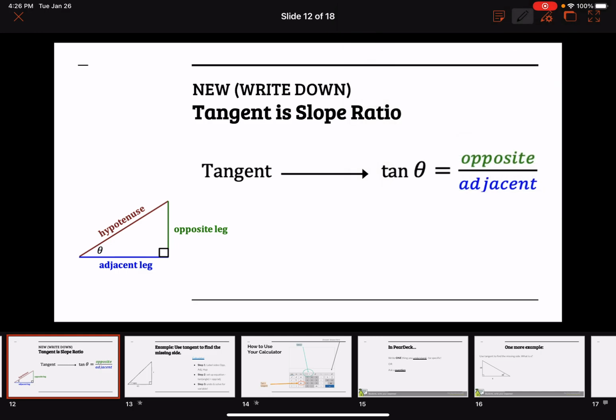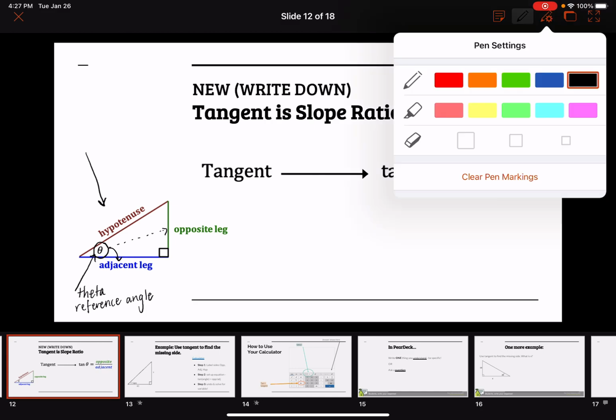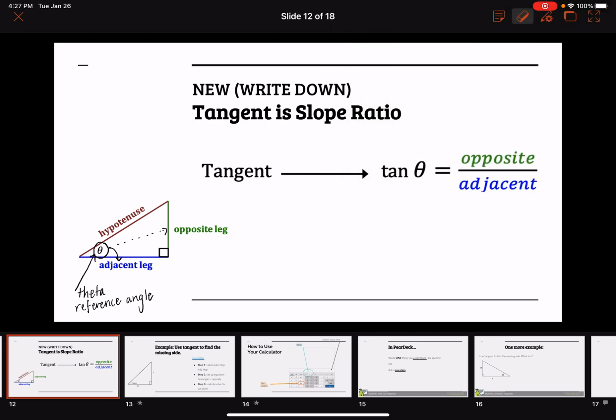On the bottom left here, we have important vocabulary. Remember that this is theta, our reference angle. It's important because it tells us the side across is opposite and the side next to is adjacent. The hypotenuse is always across from the right angle.